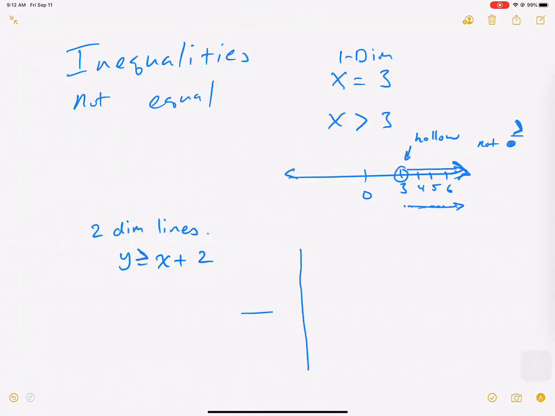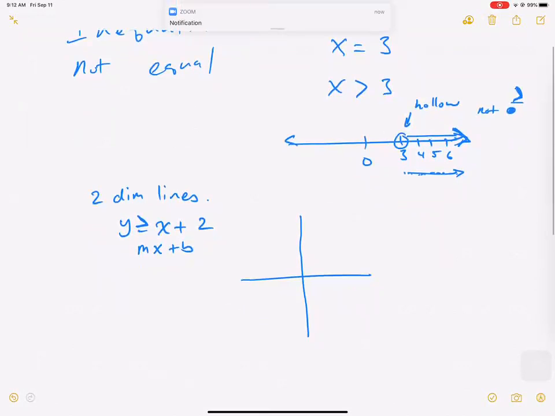So to graph this, we graph it like we see any regular line, mx plus b. And we graph it with these same ideas here. Y equals mx plus b. Okay, so my slope m is equal to 1. My b is equal to 2. We've done this in class already. 1, 2, put a dot. Slope is rise over run, 1 over 1.